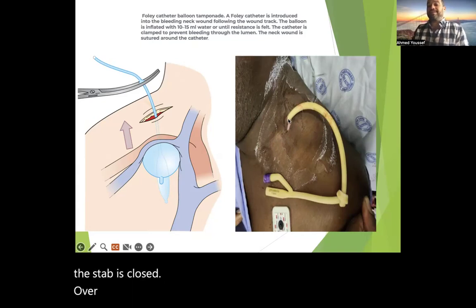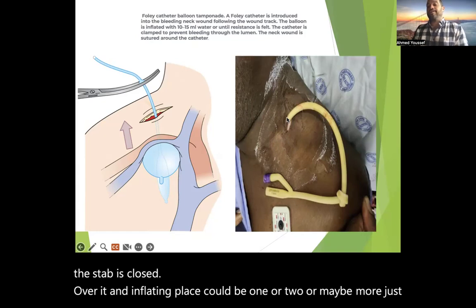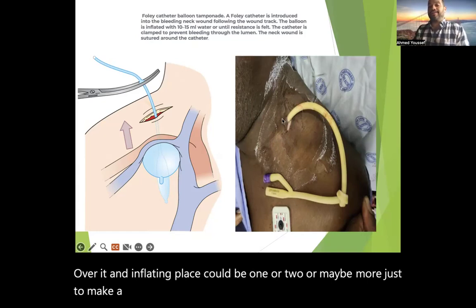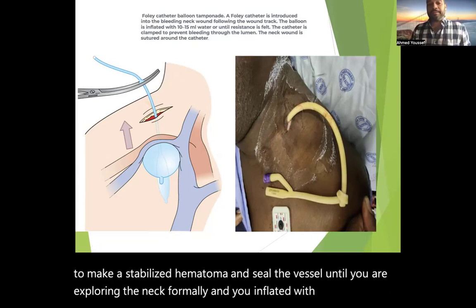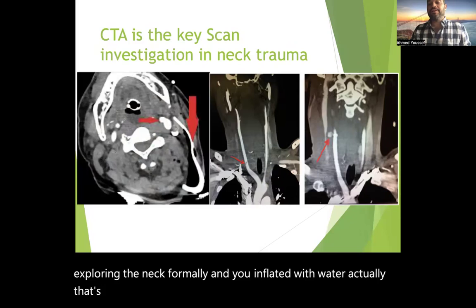The inflating place could be one or two or maybe more, just to make a stabilized hematoma and seal the vessel until you are exploring the neck formally, and you inflate it with water actually. That's another way of doing it.